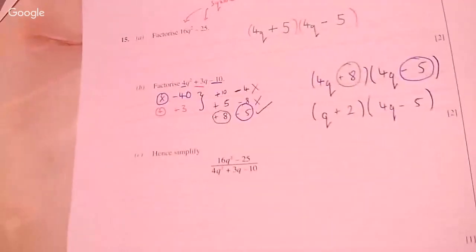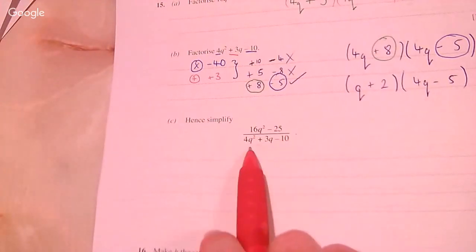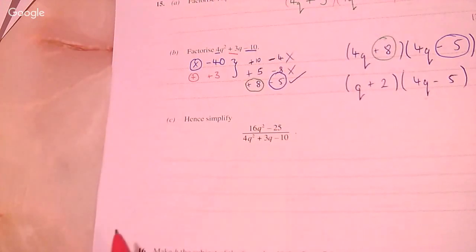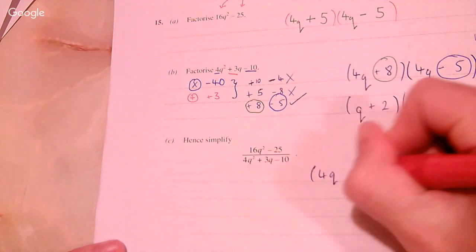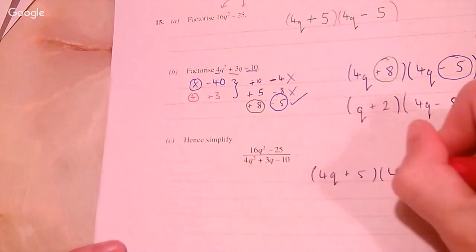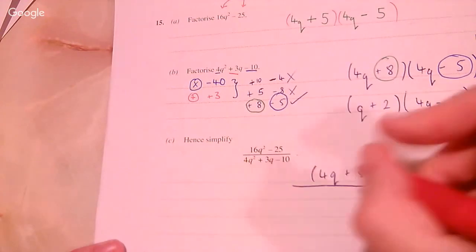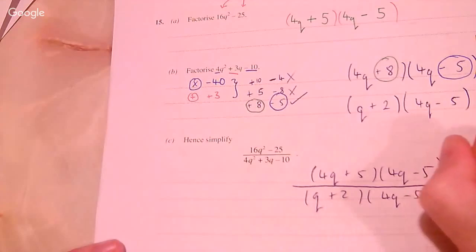It then says, hence simplify 16q squared minus 25 all over 4q squared plus 3q minus 10. So basically they want us to use our answers from part A and B into C. So I'm going to change that to being 4q plus 5 and then 4q minus 5 all over q plus 2 and 4q minus 5.